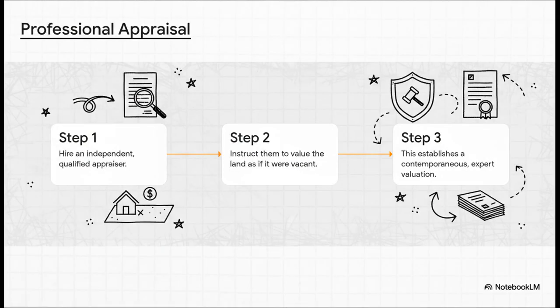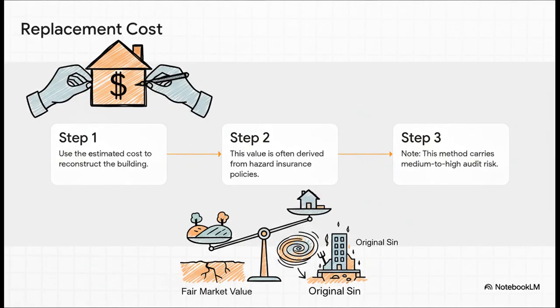Now, if you want the highest level of audit defense, the absolute gold standard, nothing beats a professional appraisal. The critical instruction here, the thing you have to tell them, is to provide a specific value for the land as if it were vacant. This expert opinion is incredibly difficult for the IRS to challenge, which makes it a really strategic investment in your own compliance. Then there's a third, and frankly much riskier method. That's using the replacement cost from an insurance policy. The problem here is simple. Replacement cost is not the same thing as fair market value.